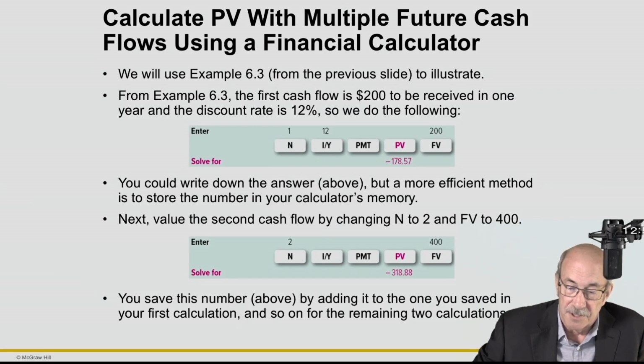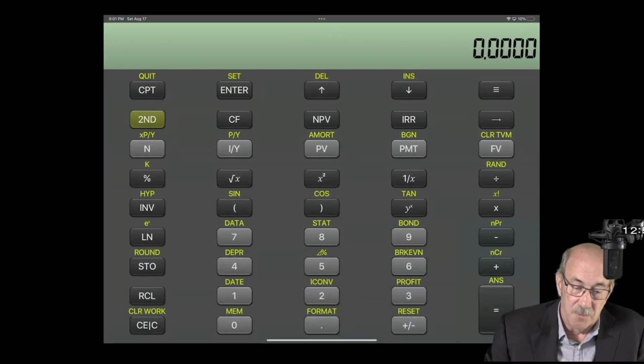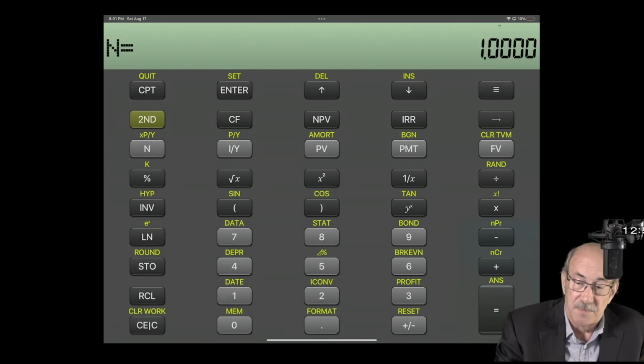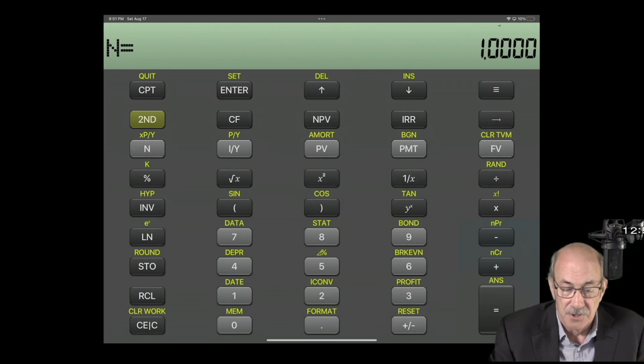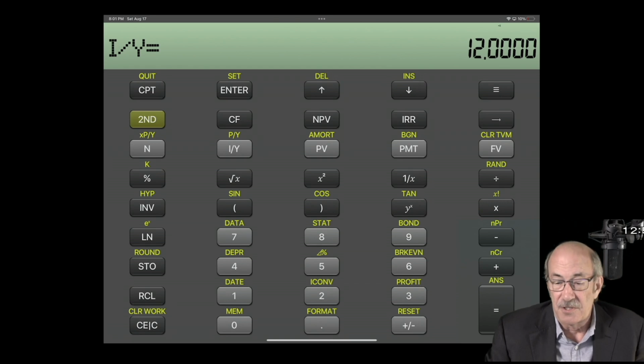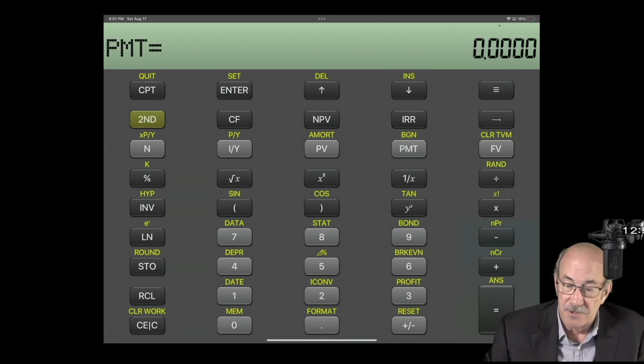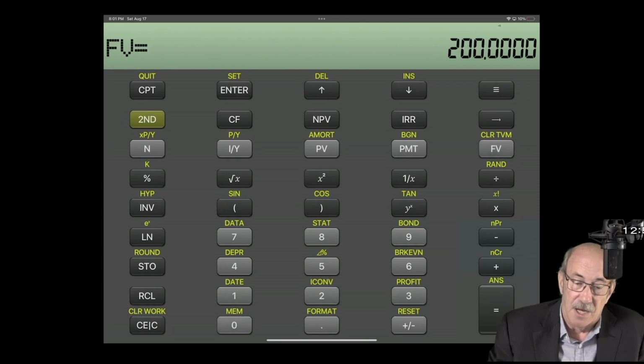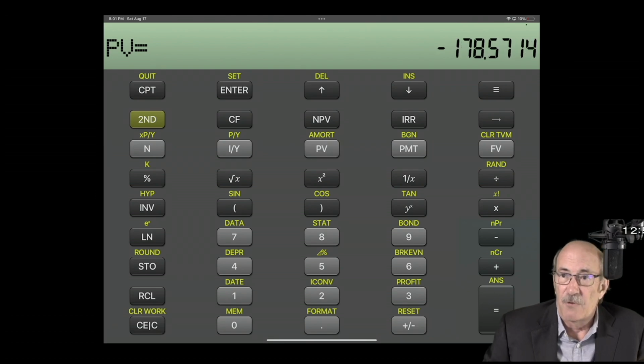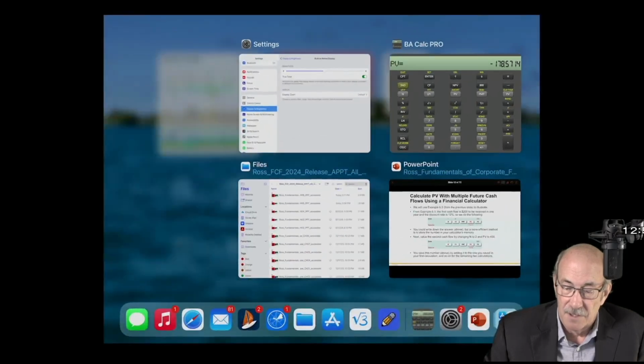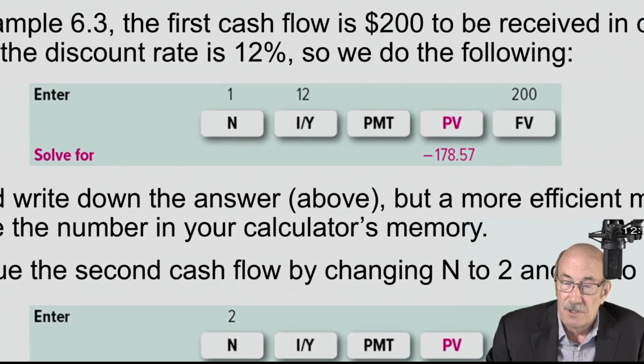Okay, so now let's go to the calculator. And what I'm going to do is clear the work and clear the current registry. I'm going to take 1 as my first cash flow, which is 1 year out. My discount rate is 12%. There are no payments, so I want to zero that out. Even though I've cleared it, I always put a 0 in just in case. And it's $200 future value. And we're looking for the present value, so CPT and then PV. And we get 178.57, which is exactly what we're being shown right here, 178.57.